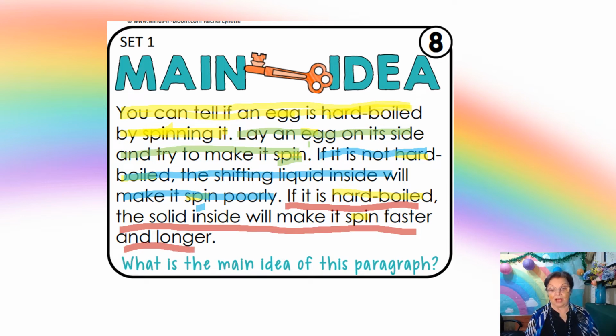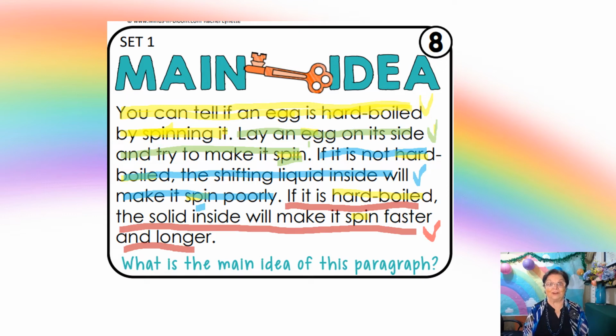Let's see, we found the main idea. Check. We found one, let me get the green. We found 1, 2, 3 details to prove the main idea. So we were able to find the main idea in the topic sentence. The topic sentence is often the first sentence, not always, but often it is. So we found the main idea and 3 details.